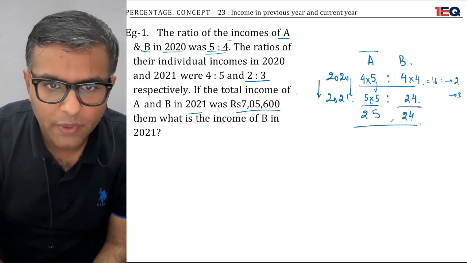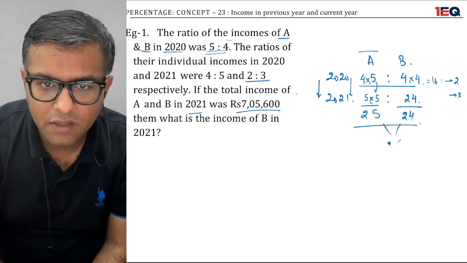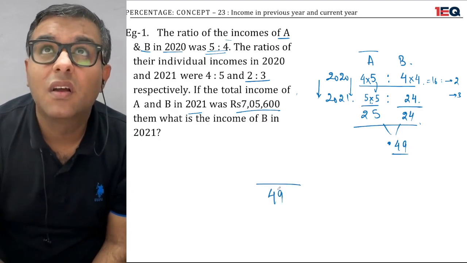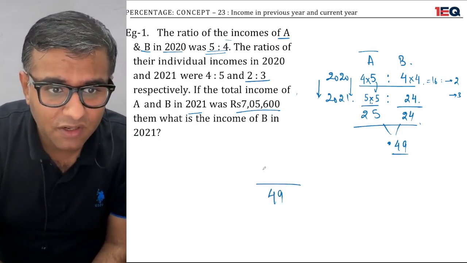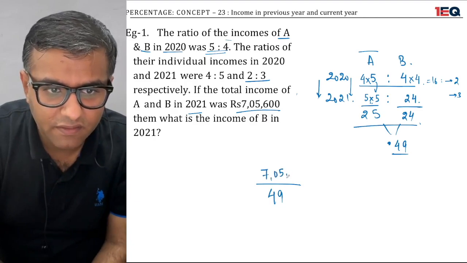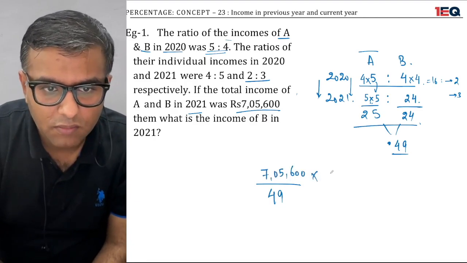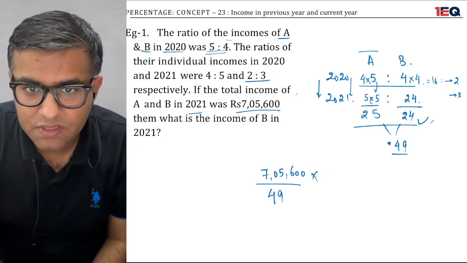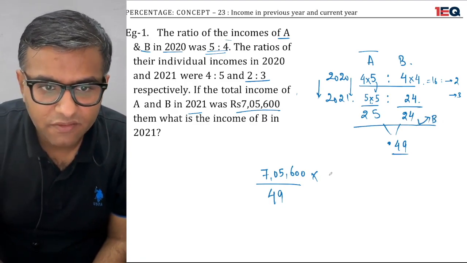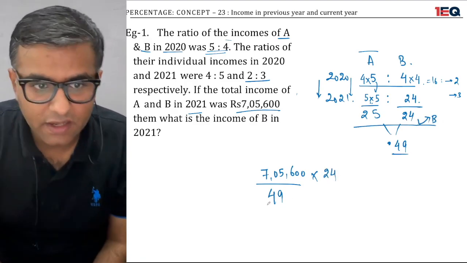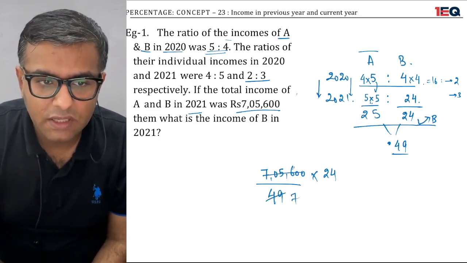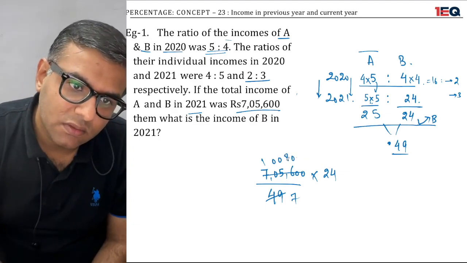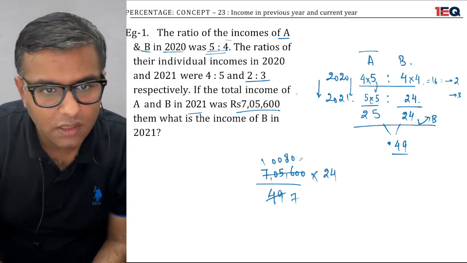The total income is 25 plus 24, 49. The 49 and 49 can be represented as 7,05,600 multiplied by what are they asking for? They are asking for the income of B. The income of B in these proportion signs is equal to 24. Now hitting it as fast as possible. 7 sevens are 49, 7 ones are 7, 7 0 0, 7 0 0, 7 8 are 56, 1 0 0, 1 double 0 8 0.